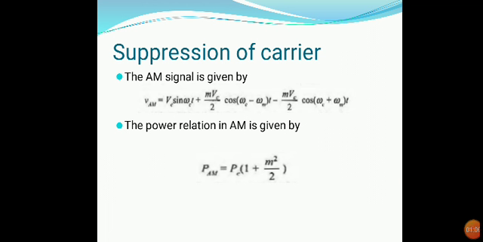Now you can understand that the second equation is the power equation of amplitude modulated wave, where the power in the amplitude modulated wave is carrier power into 1 plus m square by 2.